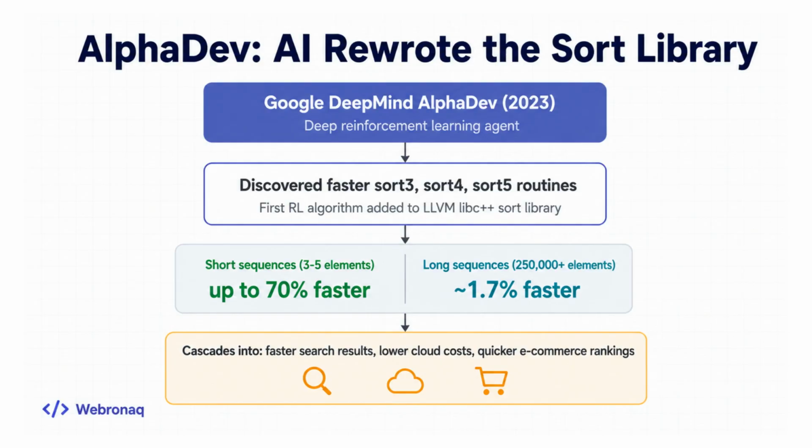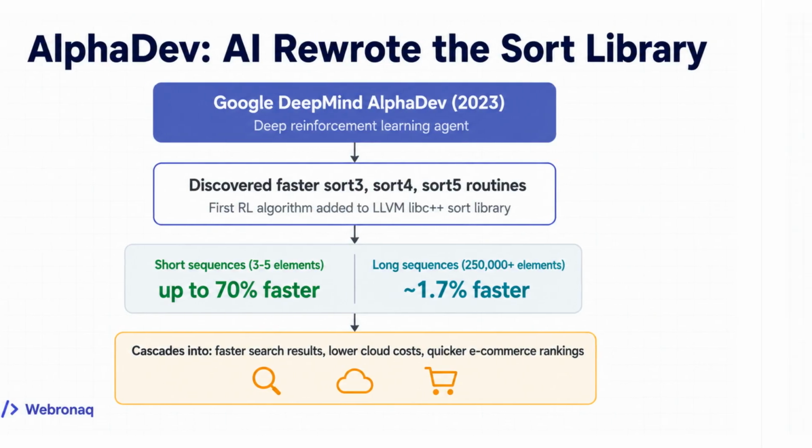AlphaDev's improvements focused on sort 3, sort 4, and sort 5, the routines that sort exactly 3, 4, or 5 elements. Those tiny routines are called inside every larger sort. The result was up to 70% faster performance for short sequences and about 1.7% faster for sequences exceeding 250,000 elements. Because sorting underlies searching, that speed gain cascades directly into faster search results, cheaper cloud bills, and quicker product rankings for billions of users worldwide. That is the real-world weight of an algorithm choice.